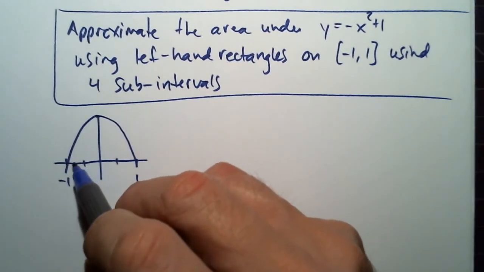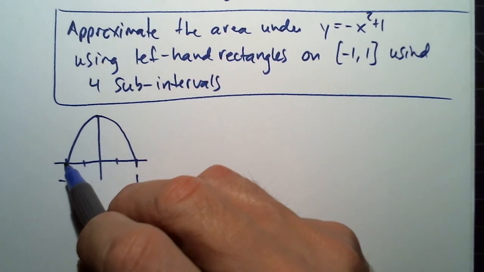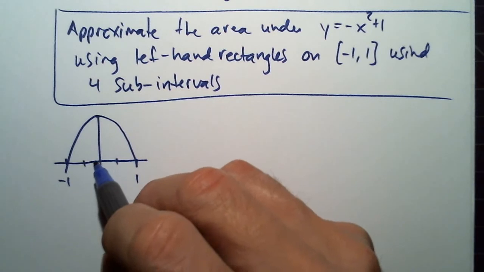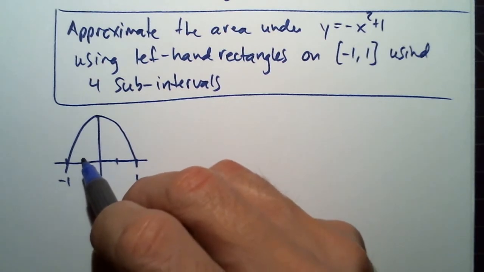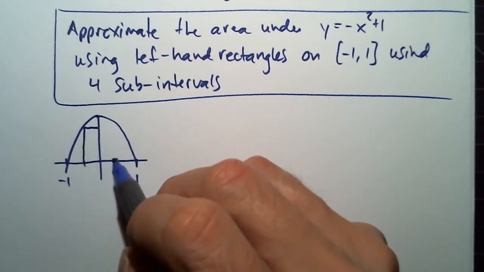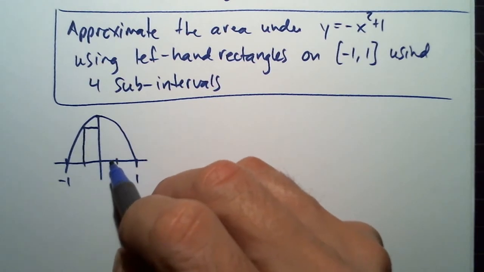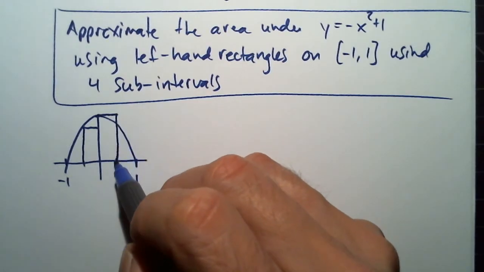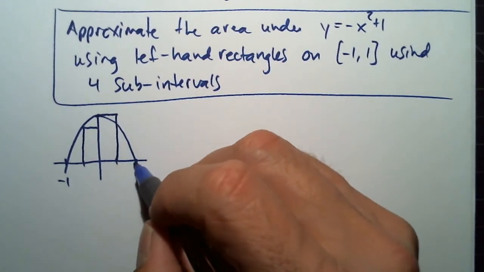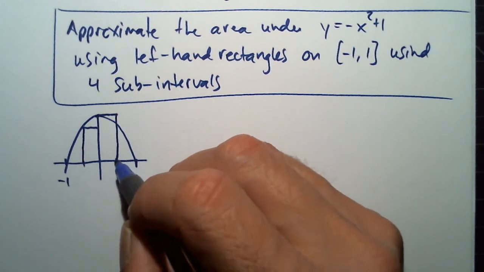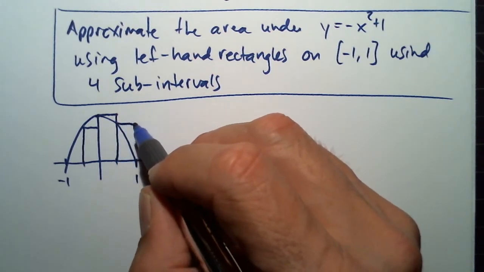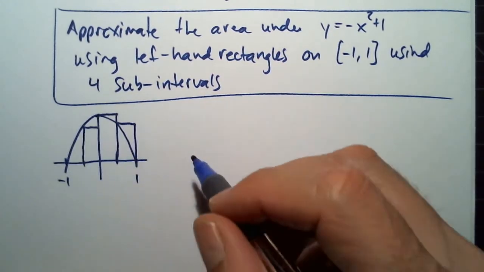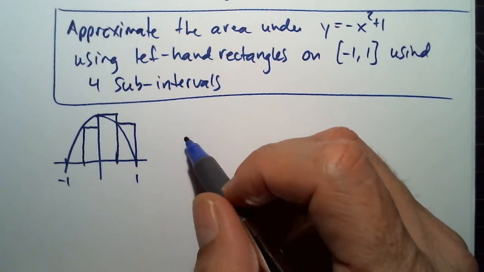Here's an interval. The height of the left endpoint is 0, so we don't have a rectangle there. Here's another subinterval. We use the left endpoint, and that's the height of the rectangle. Here's an interval. Use the left endpoint and use the height of the function. Here's a subinterval. Use the left endpoint and use the height of that at that x value. We just have to find the area of those rectangles.